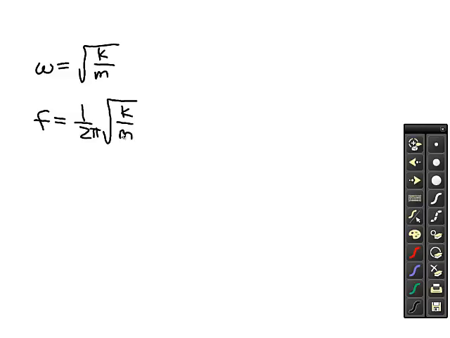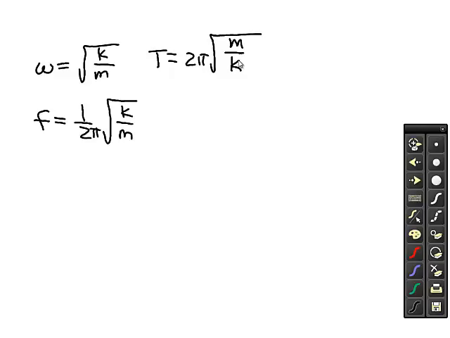Two ways to deal with frequency. We could say omega is the square root of k over m, yeah? That's called the angular frequency. Or the regular frequency is 1 over 2 pi square root of k over m, which is actually the equation for the period on your equation sheet. Here's the period, 2 pi square root of m over k, yeah? So if we take the period equation and flip it, you get the frequency equation.